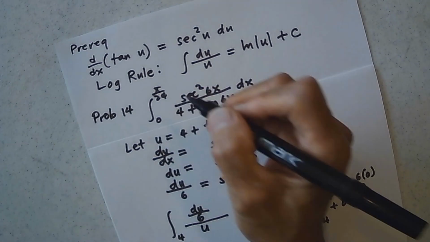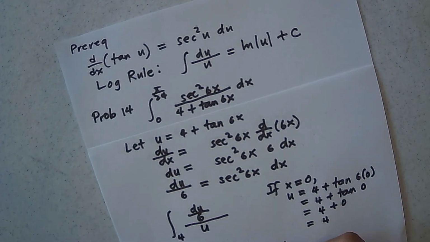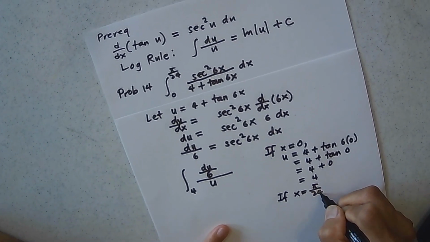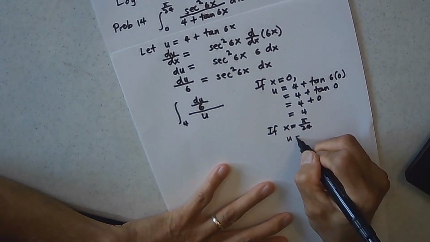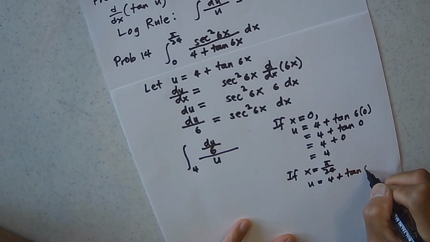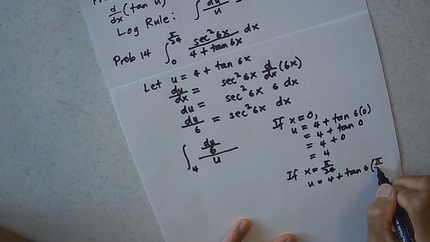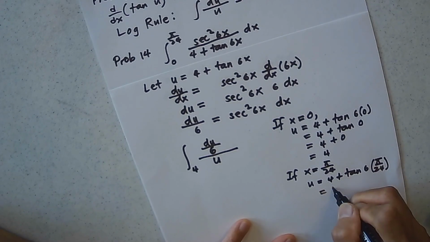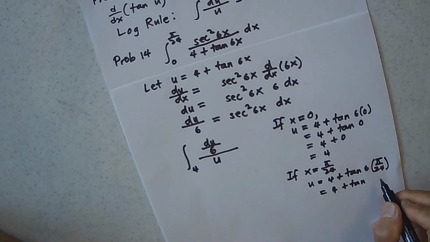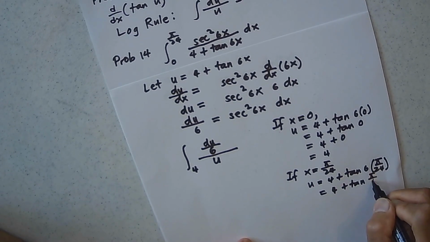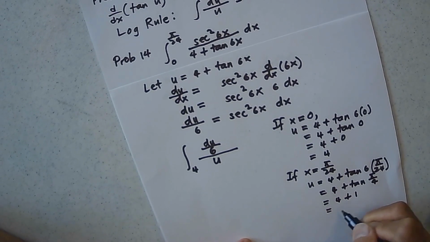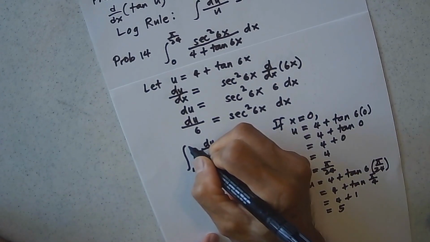If x is pi over 24, then u becomes, this is the upper limit now, 4 plus tangent 6 times pi over 24, which will become 4 plus tangent, well, 6 times pi over 24 is pi over 4. Tangent of pi over 4 is 1, and so the limit simply becomes 5.